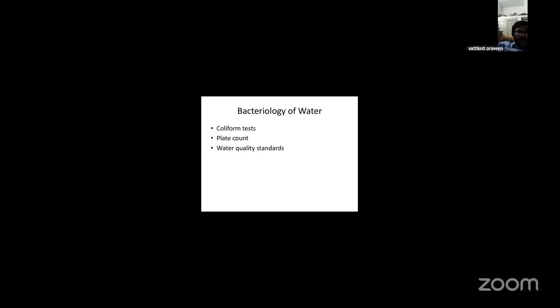What is the bacteriology of water? Bacteriology of water deals with the microbial examination of water to determine that it is safe for drinking and domestic uses. Since testing for all pathogens is difficult, indicator bacteria are used as a measure of water quality. Coliform test: coliform bacteria are indicator organisms that suggest fecal contamination.